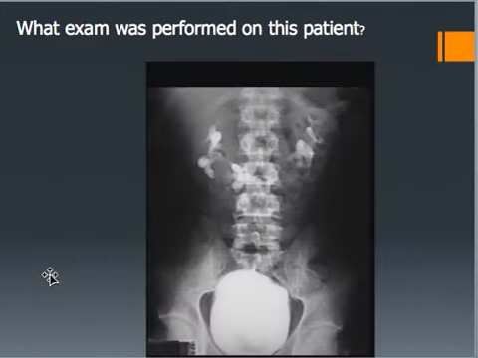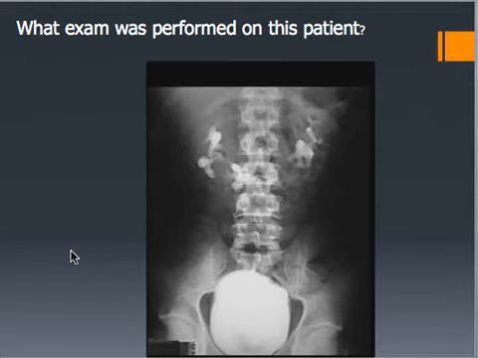What exam was performed on this patient? So you can see contrast in here, right? Remember, contrast always appears white on an image. So you can see contrast here and here in both of the kidneys, and you can see contrast here in the bladder. So this is an IVP, which is an intravenous pyelogram, and it's evaluating the urinary system, looking at the kidneys, ureter, and bladder.